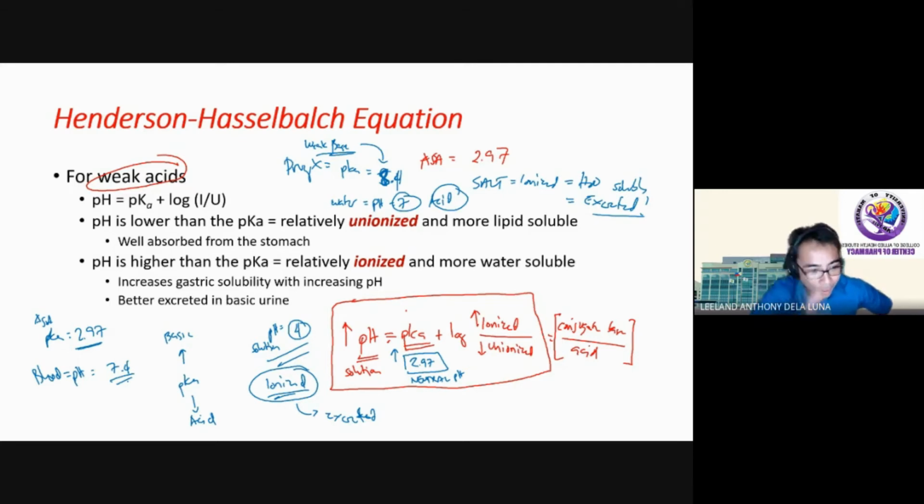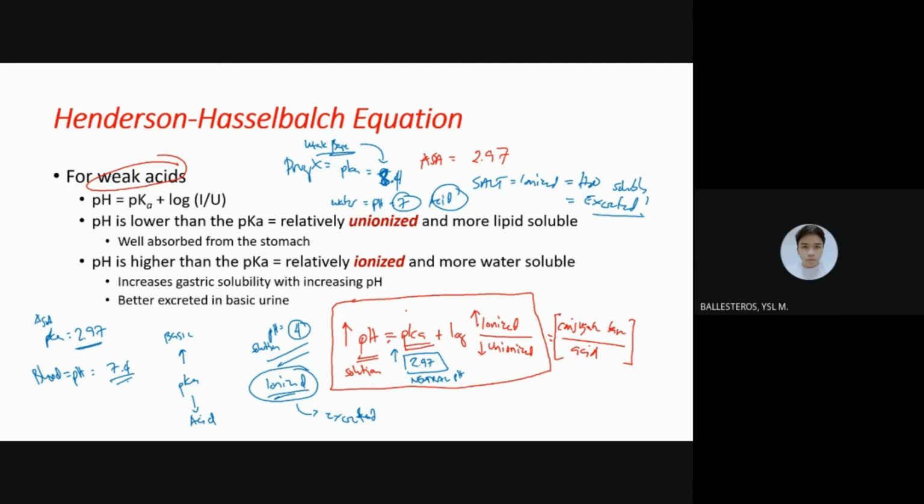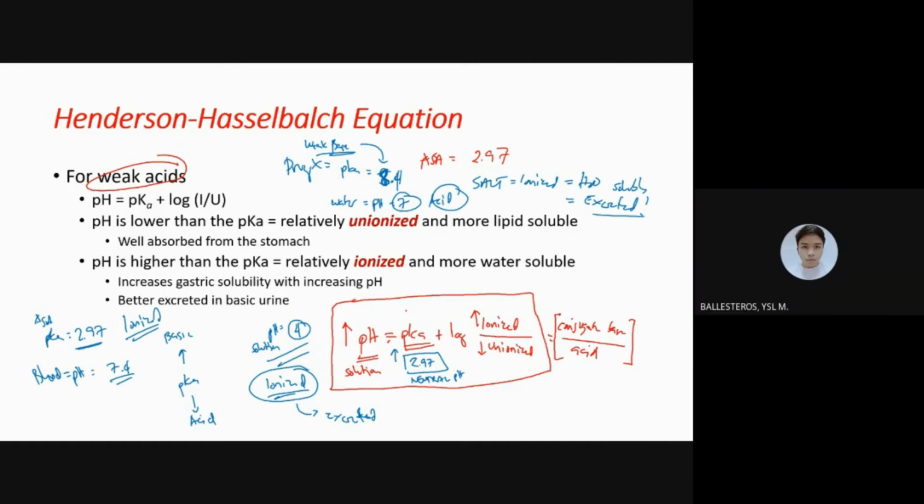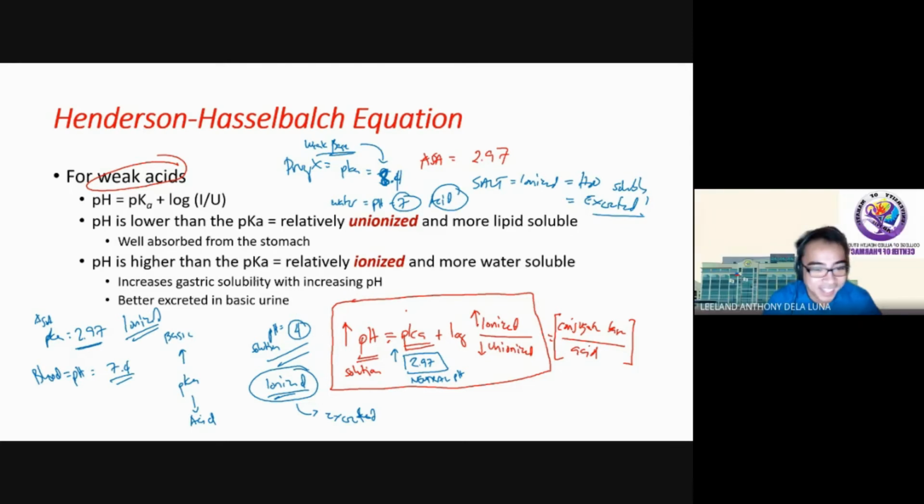Just this first: what will happen to my aspirin if it's exposed to blood? Will it exist in its ionized or unionized state? Ionized. Very good, it's going to exist in its ionized state. So what do I expect for my aspirin, absorb or excrete? Excrete. Good. I expect it to be excreted.